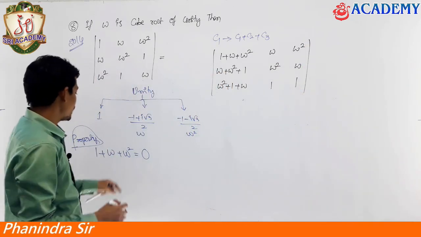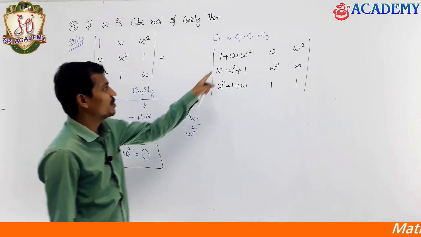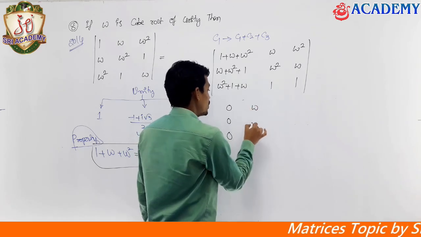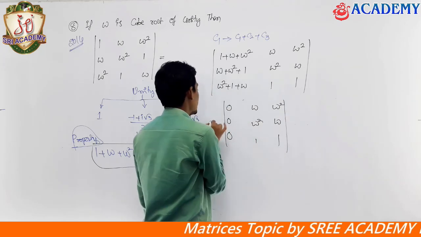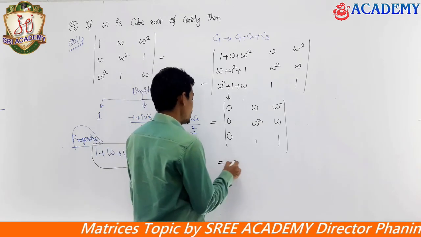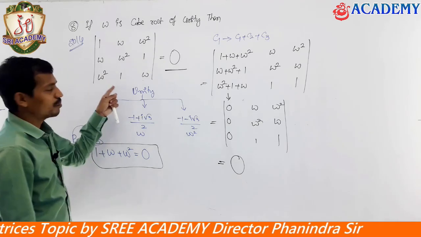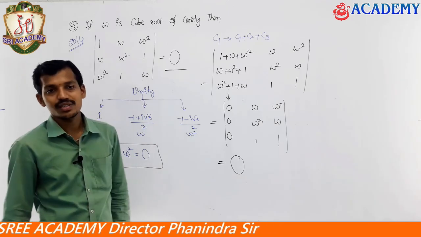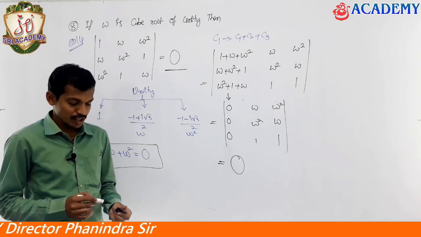By using this property, 1 plus omega plus omega square equals 0. If you replace it here, we get 0, 0, 0. Then omega square, 1; omega square, omega, 1. If you expand by using column number 1, 0 into something is always 0. The answer is going to be 0. It's a very important problem. You will get it so many times, and in ECET also you got this one so many times. If you get this problem, you can simply write 0.